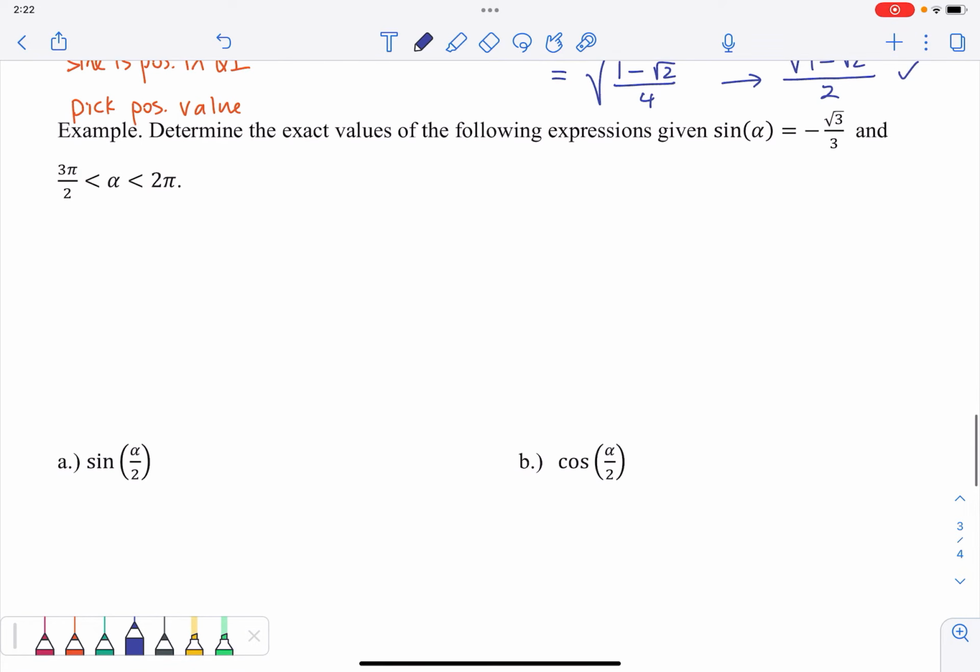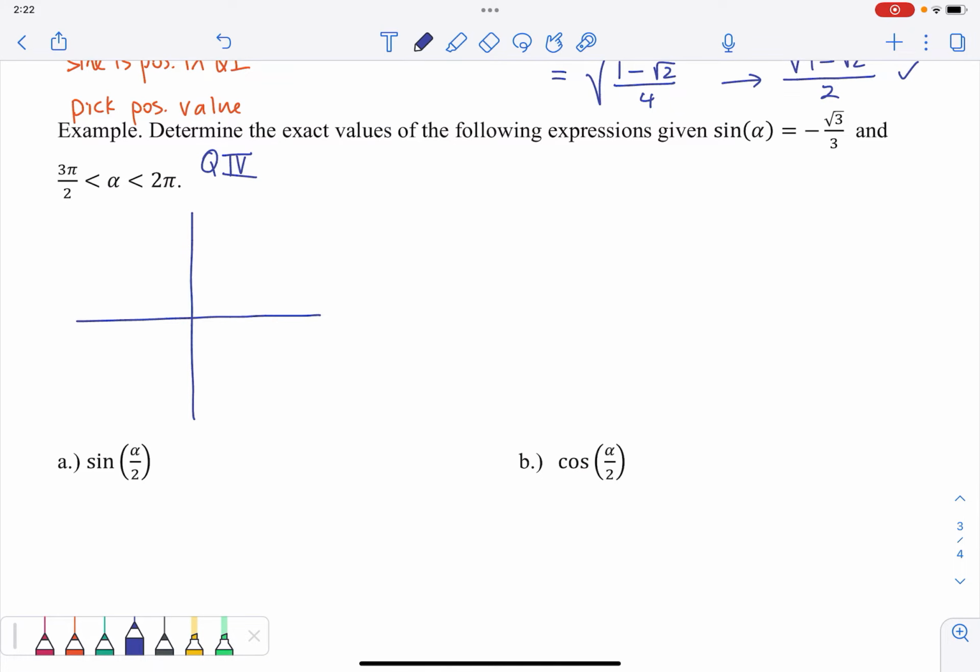Example. Determine the exact values of the following expressions given that sine of alpha is negative root 3 over 3 and alpha is in between 3 pi over 2 and 2 pi. So we always want to do a nice drawing here. That usually gets us most of what we need. If alpha is in between 3 pi over 2 and 2 pi, then I need to be in quadrant 4. Okay, so this is telling me I'm in quadrant 4.